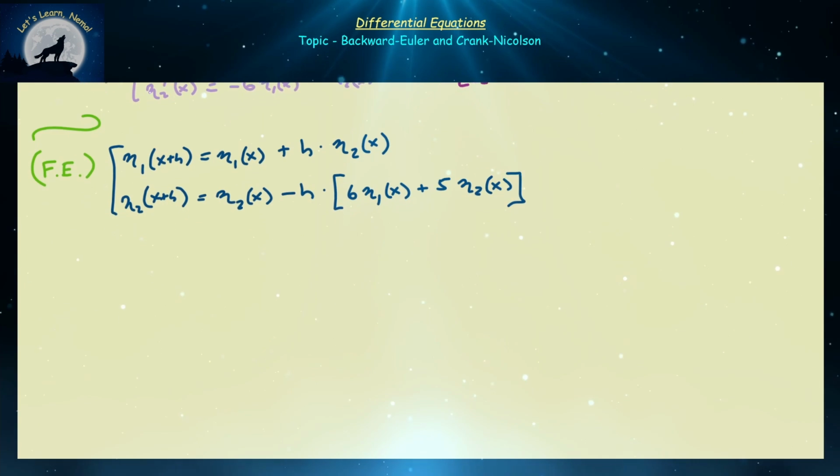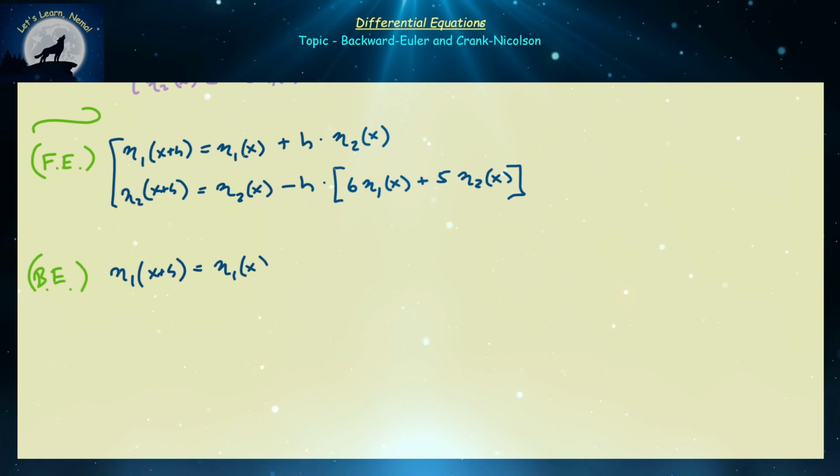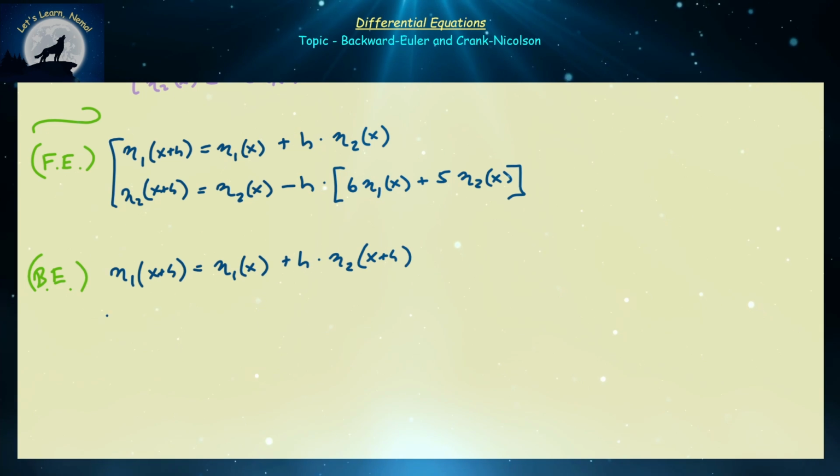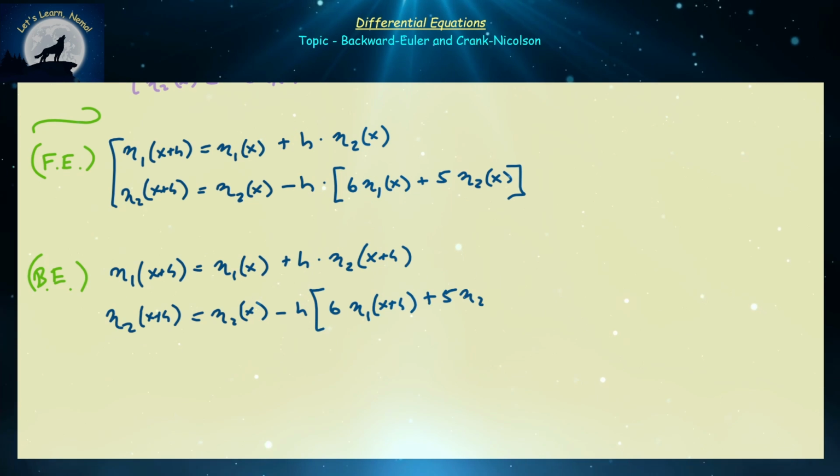And what would our backward Euler method look like? Our backward Euler method would look like eta1 of x plus h will be equal to eta1 of x plus h times eta2 of x plus h. And then eta2 of x plus h will be equal to eta2 of x. And then let's do the same exact setup here. So minus h times 6 eta1 at x plus h plus 5 eta2 of x plus h. Right?